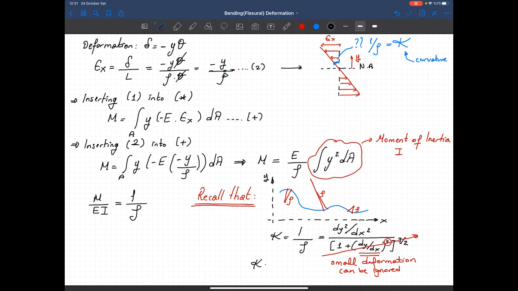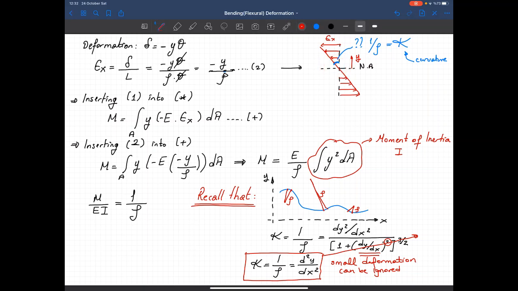Then the curvature is equal to, again, 1 over rho, and that's equal to d square y divided by dx square. For small deformation, that's the relationship between all these little radiuses and the equation of that curve. So if we consider the equation of that curve as the transverse deformation equation, and take the second derivative of it, we get the curvature, which is actually that angle.